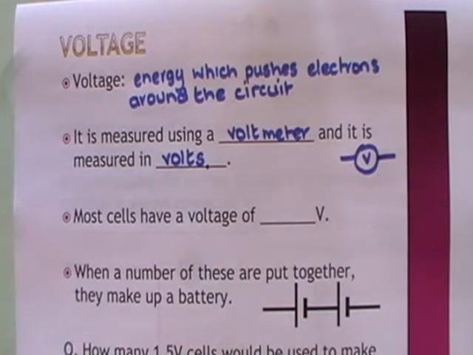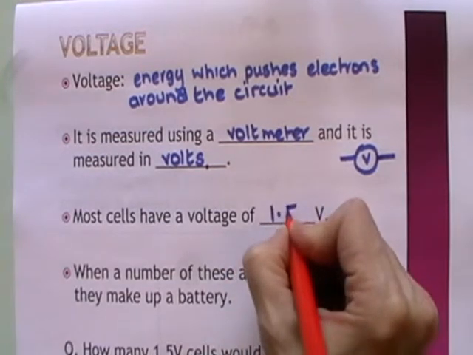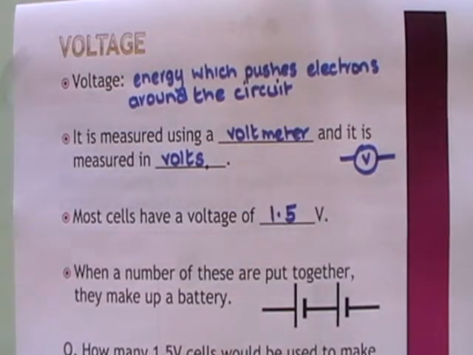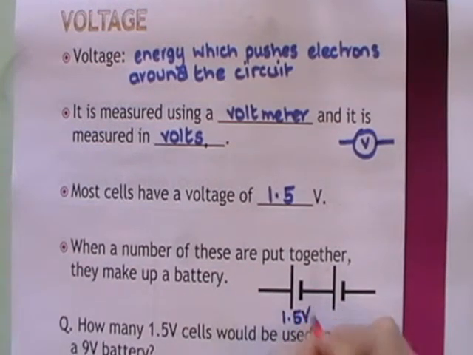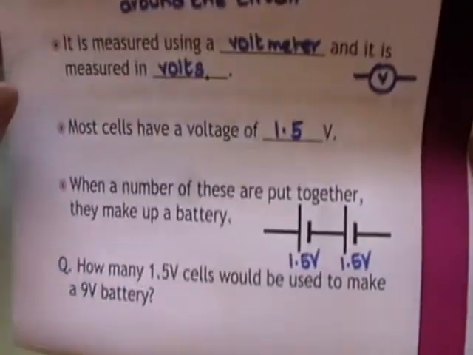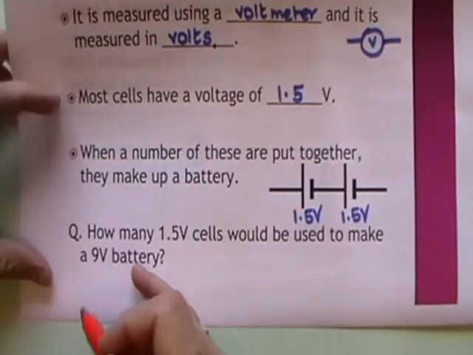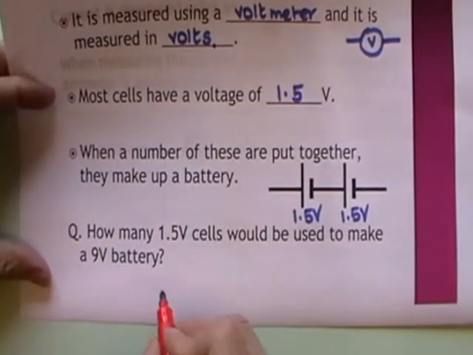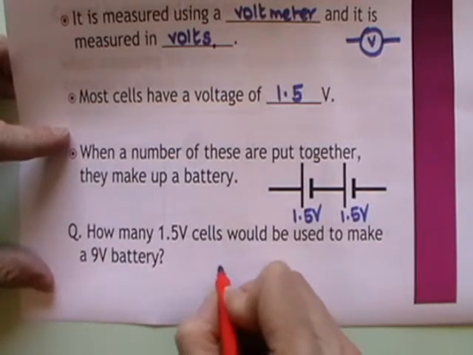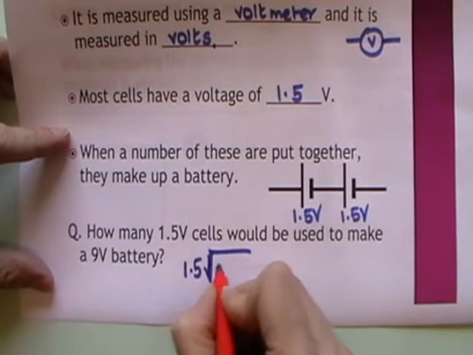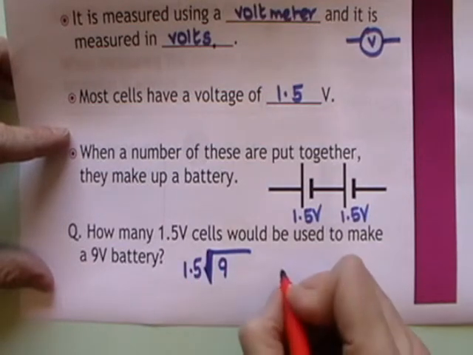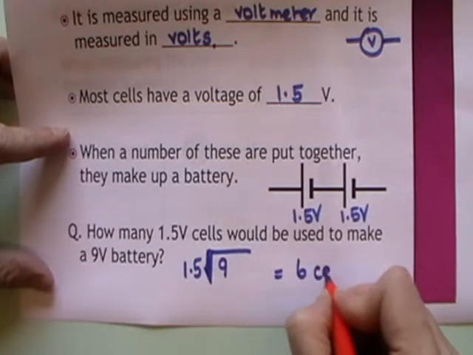Now, most of the cells that we use in our everyday appliances have a voltage of 1.5 volts. And when a number of these are put together, they make up a battery. So if we have a battery like this, you have a 1.5 volt and a 1.5 volts. So altogether inside that battery, you have actually got a total of 3 volts. So there's a question, how many 1.5 volt cells would be used to make up a 9 volt battery? So we have to divide 9 by 1.5. 1.5 goes into 9 6 times. So the answer is 6 cells.